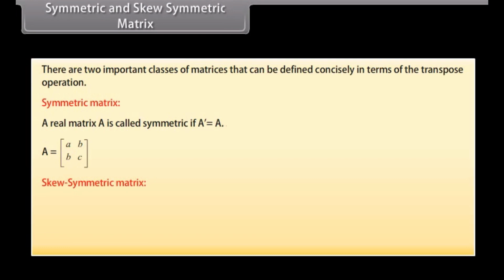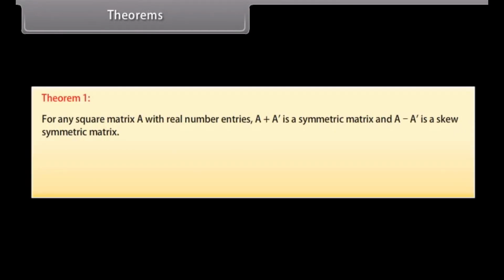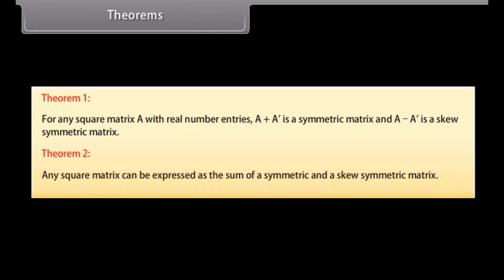Skew symmetric matrix. A real matrix A is called skew symmetric if transpose of matrix A is equal to minus matrix A. Here, A is a general 2 by 2 skew symmetric matrix. Theorems. For any square matrix A with real number entries, A plus A dash is a symmetric matrix and A minus A dash is a skew symmetric matrix. Any square matrix can be expressed as the sum of a symmetric and a skew symmetric matrix.